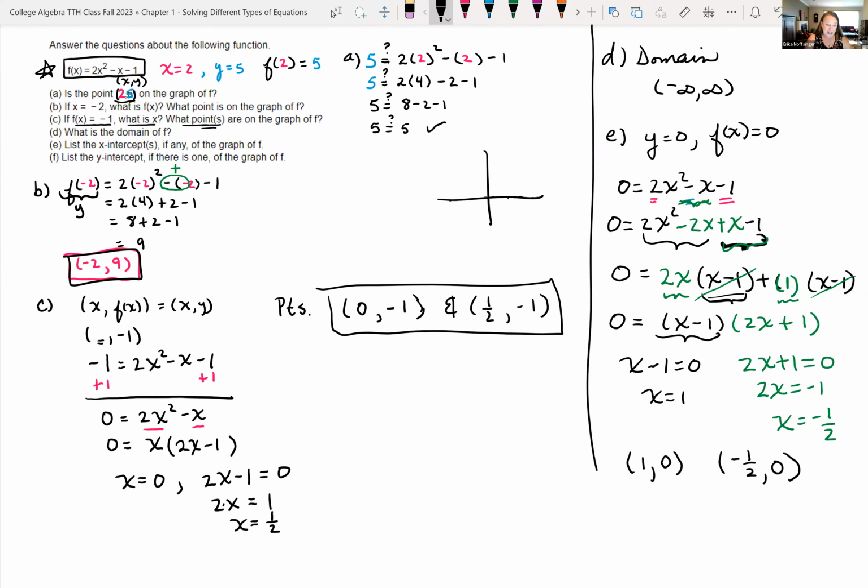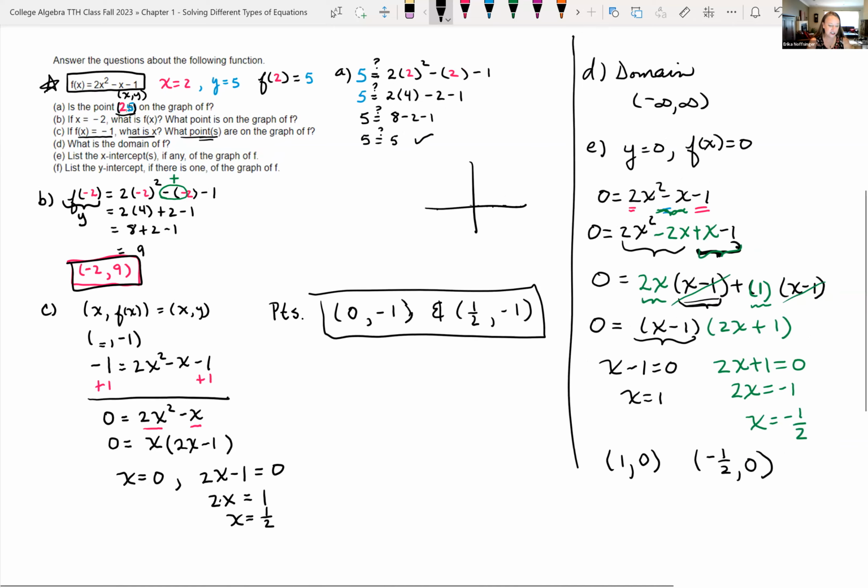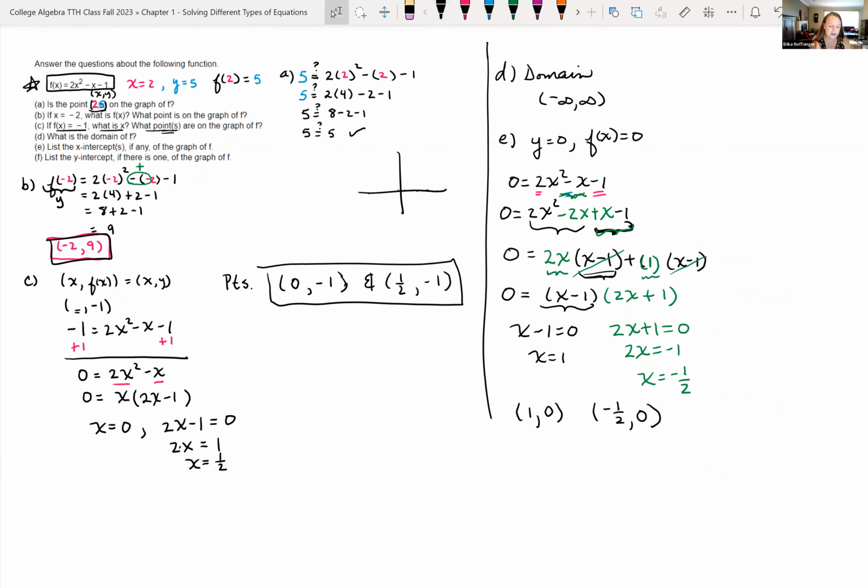Okay, so now I'm just looking at the last part of that question. Part F, it says list the y-intercepts, if there is one, of the graph. The y-intercept actually is a lot easier to do when you have the equation. So we want to look at here, this part F, the y-intercept. Well, the y-intercept occurs when x is 0. So all we have to do here is go back to our equation, which I'm going to list here because I've made it so small.